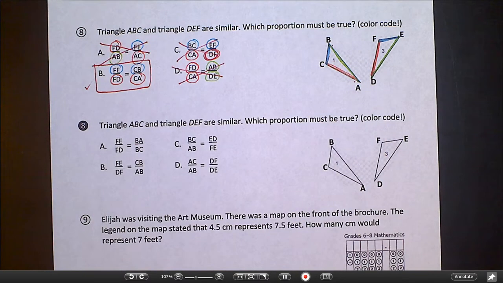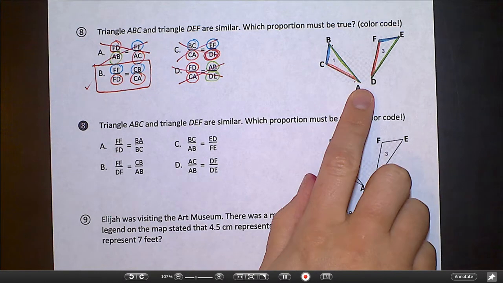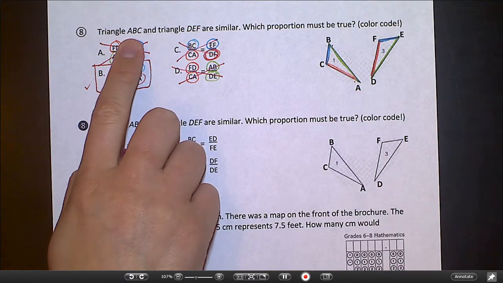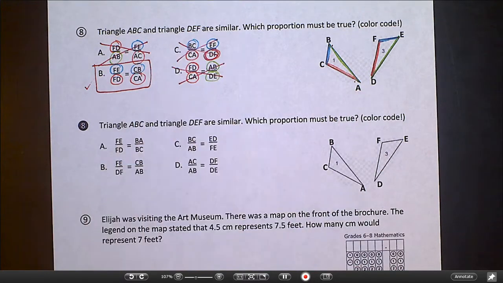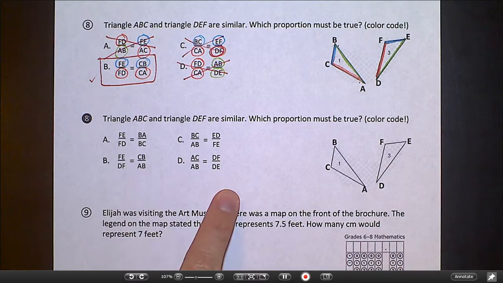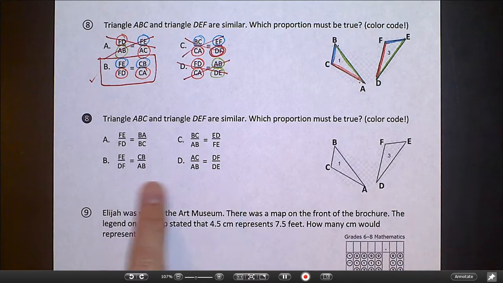It is consistent. Again, on your test, I would like to see that you're color coding your shapes, making sure that you're going alphabetically, A, B, C, D, E, F. So now please do number 8, the shaded question, on your own. Make sure it's color coded, and make sure that you're showing me, when you bring me your paper, which one of these proportions is set up correctly and must be true. Please pause the video now.